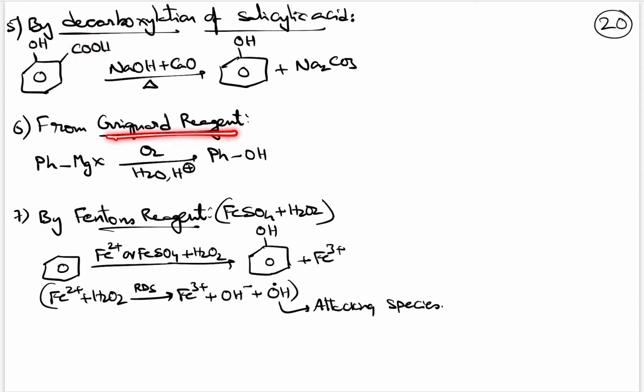Then a Grignard reagent on reaction with dioxygen followed by hydrolysis, you will get phenol. And by Fenton's reagent. Fenton's reagent is FeSO4 plus hydrogen peroxide. So FeSO4 plus hydrogen peroxide, if added to benzene, will directly give phenol, and whatever Fe2 plus is there will be oxidized to Fe3 plus.